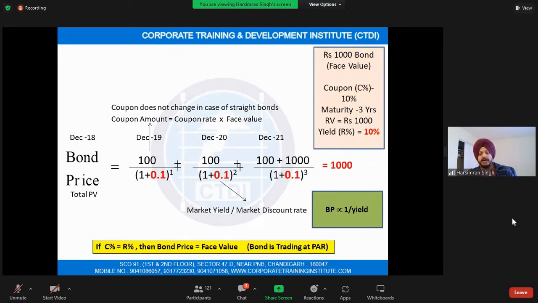Now, when the market rate is 10%, that means coupon is also 10% and interest rate in the market is also 10%. You will put the value of R at 10%. The value of bond will be 1000. Is it clear? Take a screenshot, please.